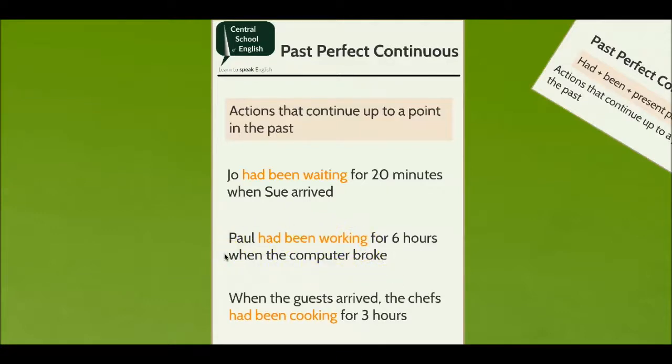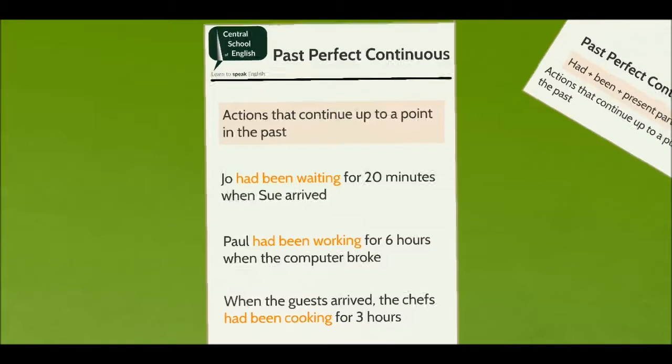When the guests arrived, the chefs had been cooking for 3 hours. In this sentence, the past perfect continuous, the chefs had been cooking for 3 hours, tells us that when the guests arrived, the chefs were cooking.